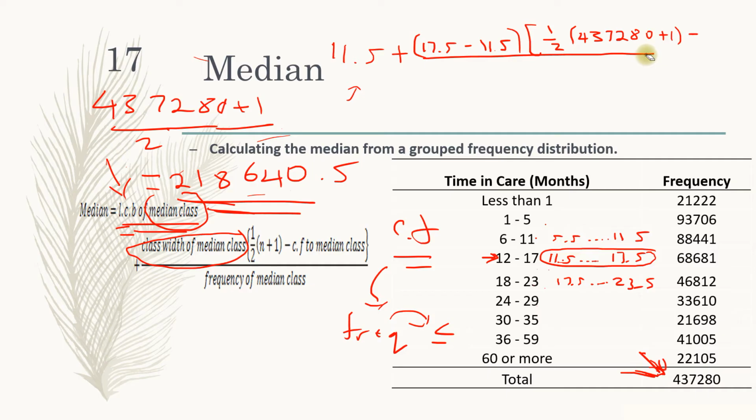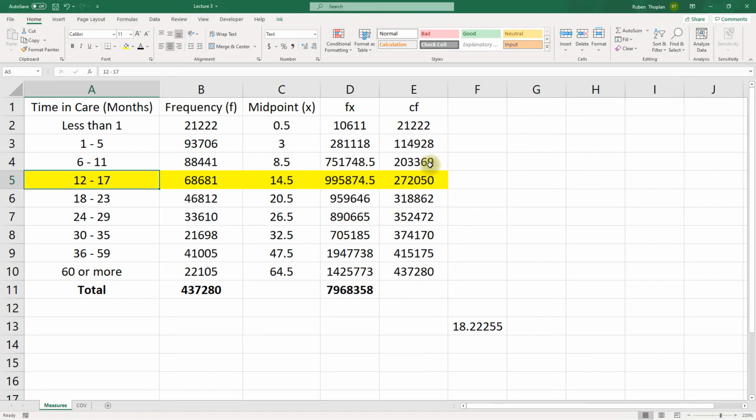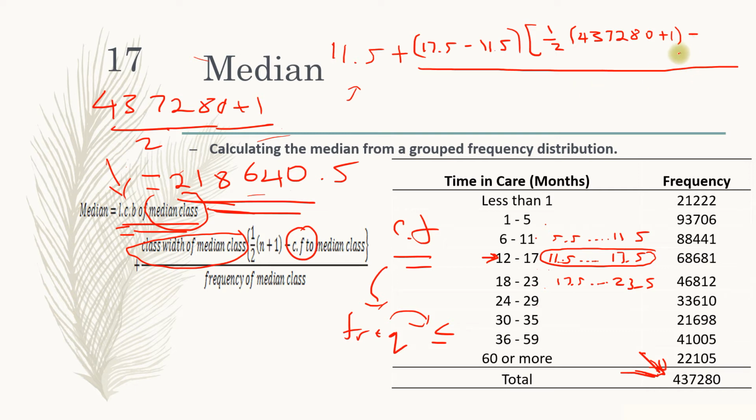Subtract the cumulative frequency to the median class. Let's go back to the cumulative frequency, because you see, it says subtract cumulative frequency. So where is the cumulative frequency to the median class? The cumulative frequency to the median class is not this, because this is of the median class. Don't forget, don't miss the column. This is frequency, this is cumulative frequency. The cumulative frequency to the median class is this value, 203,369. So I write it there, 203,369. Another way of saying it: instead of using the words "to the median class" in the formula, you could also consider it as "before". Alright, it's the same thing.